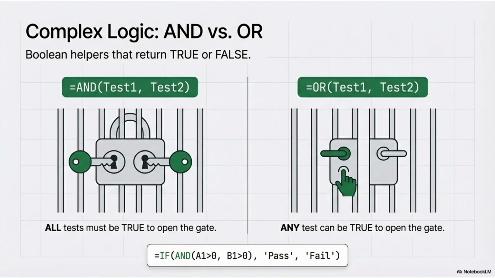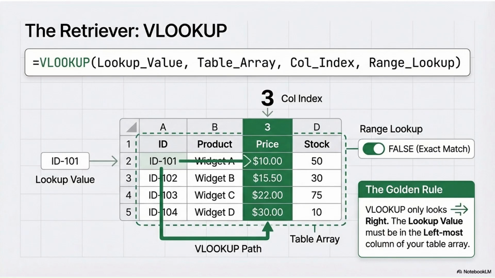The retriever, lookup. VLOOKUP is your data scout. It searches for a value in one column and returns a piece of information from a different column in the same row. The golden rule, VLOOKUP only looks right. Your lookup value must always be in the leftmost column of your table.